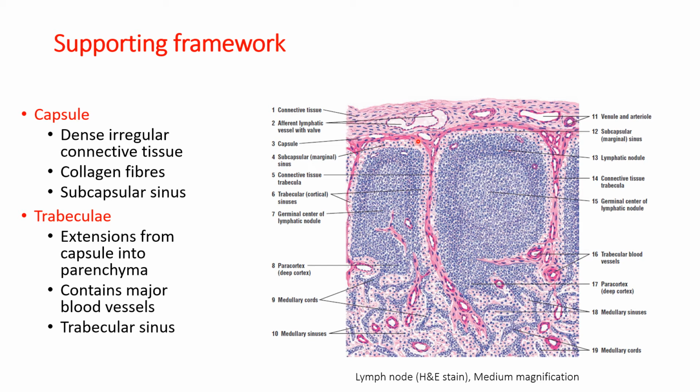Now, the capsule sends extensions of connective tissue into the parenchyma of the lymph node, and these are called the trabeculae. So trabeculae are also made up of dense irregular connective tissue. They contain the major blood vessels of the lymph node. The trabeculae are surrounded by the trabecular sinuses, and whatever lymph is drained by these afferent lymphatic vessels into the subcapsular sinus further travels in the trabecular sinuses.